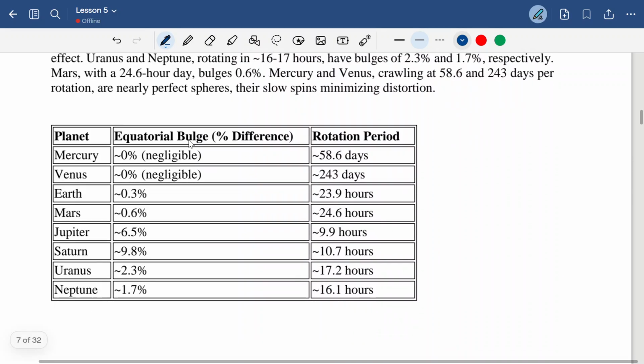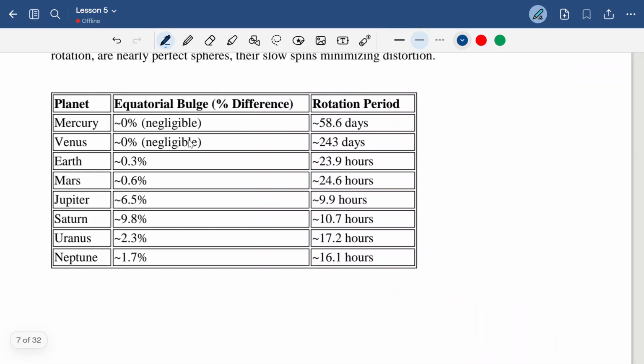Hey, I asked AI to help me compile this. Should be correct, I hope. I never checked the rotation period, but we know that Mercury is almost perfectly spherical. Reason being, Mercury's rotation about its own axis is very, very slow. Venus is almost not rotating. So you can see that they are almost perfectly spherical.